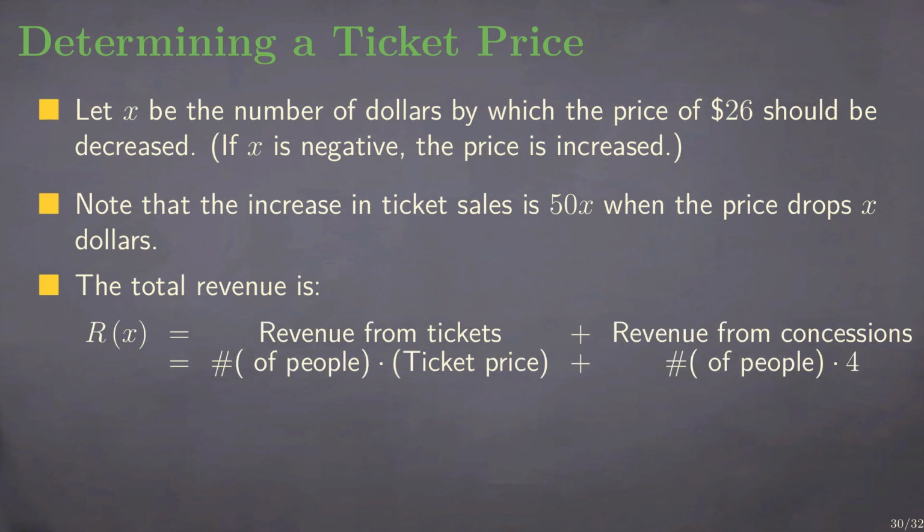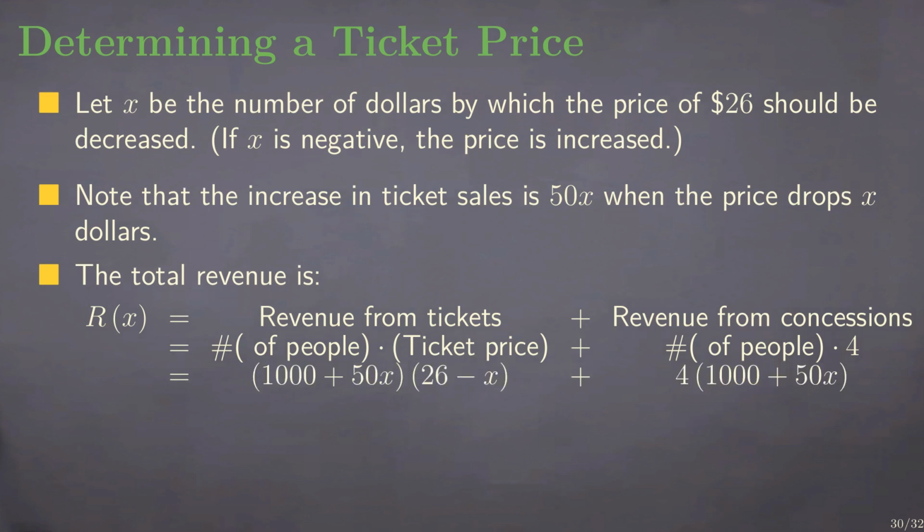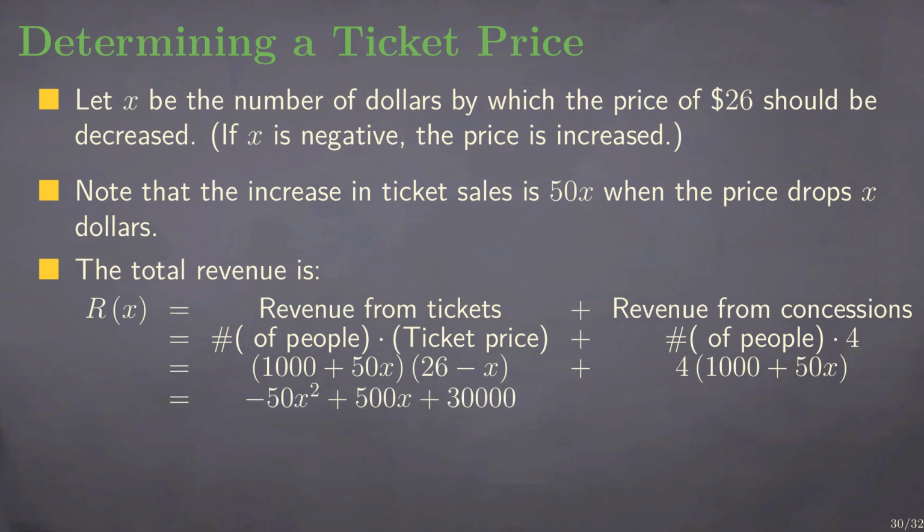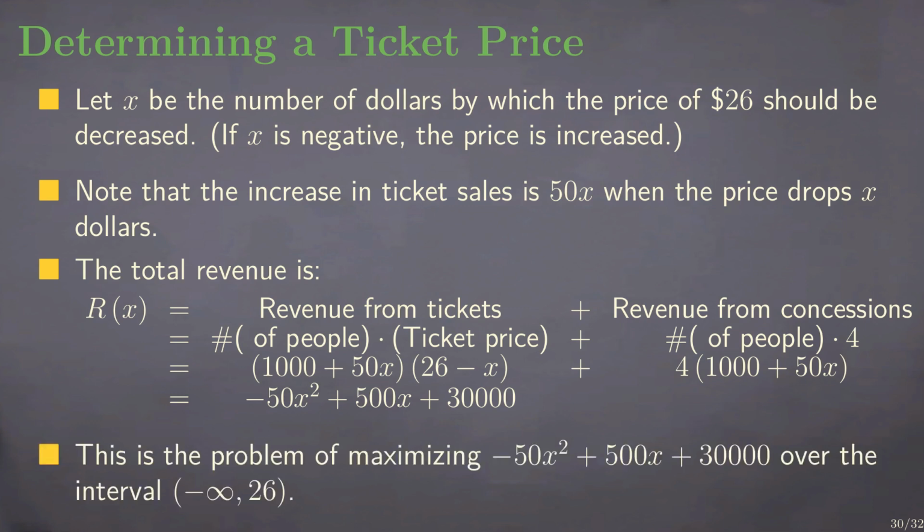The revenue from tickets is computed as the number of people times the ticket price, and the revenue from concessions is the product of the number of people times the average money they spend on concessions, that is 4 in this case. So we can easily see that the total revenue is given by minus 50 times x squared plus 500 times x plus 30,000. So this is now the problem of maximizing the function minus 50x squared plus 500x plus 30,000 over the interval from minus infinity to 26.